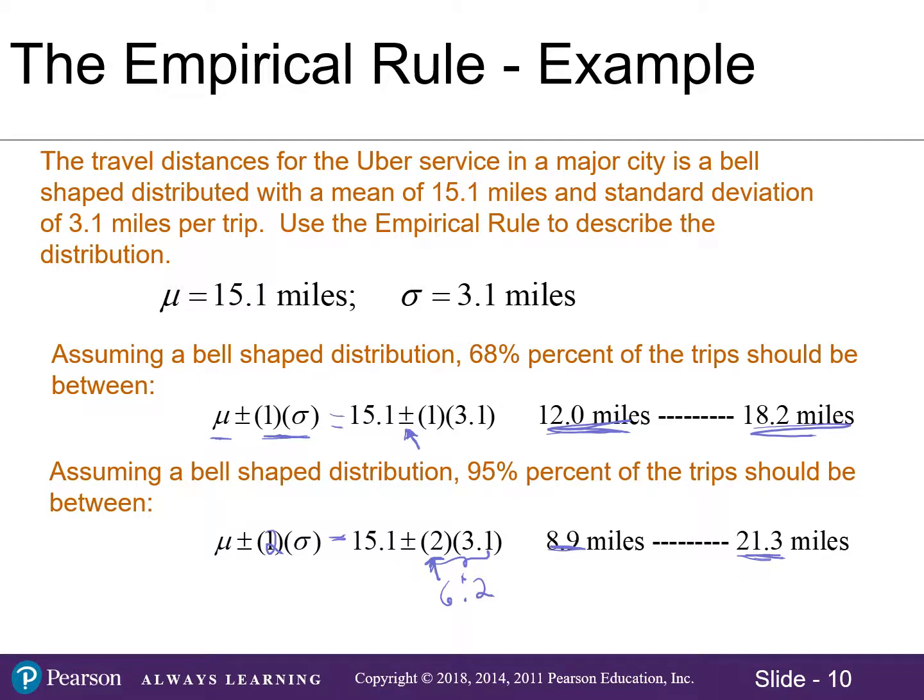And I wrote that kind of terribly. Will it let me erase? Last time I tried to erase, it did something crazy. There we go. Anyway, so this tells us that 95% of all of our journeys for Uber in this city in particular will be between 8.9 and 21.3 miles.